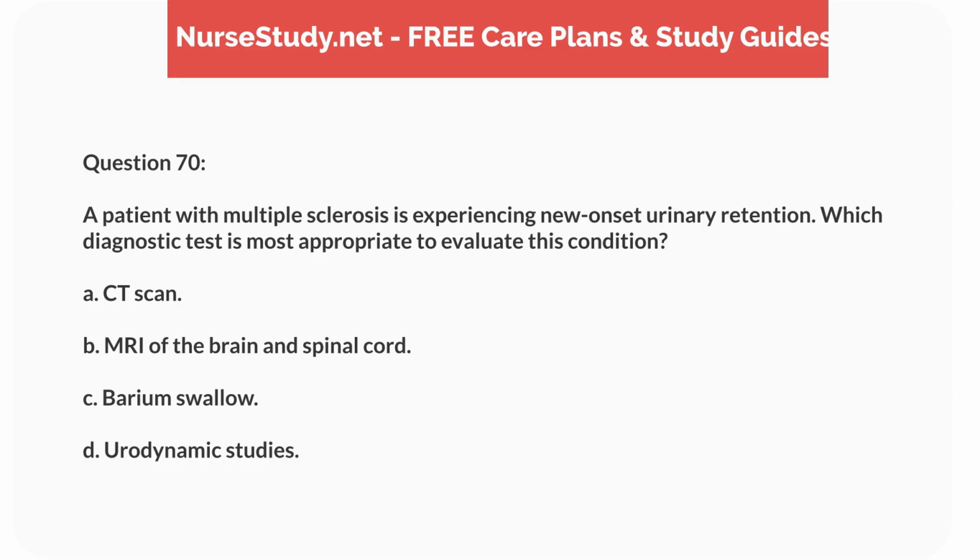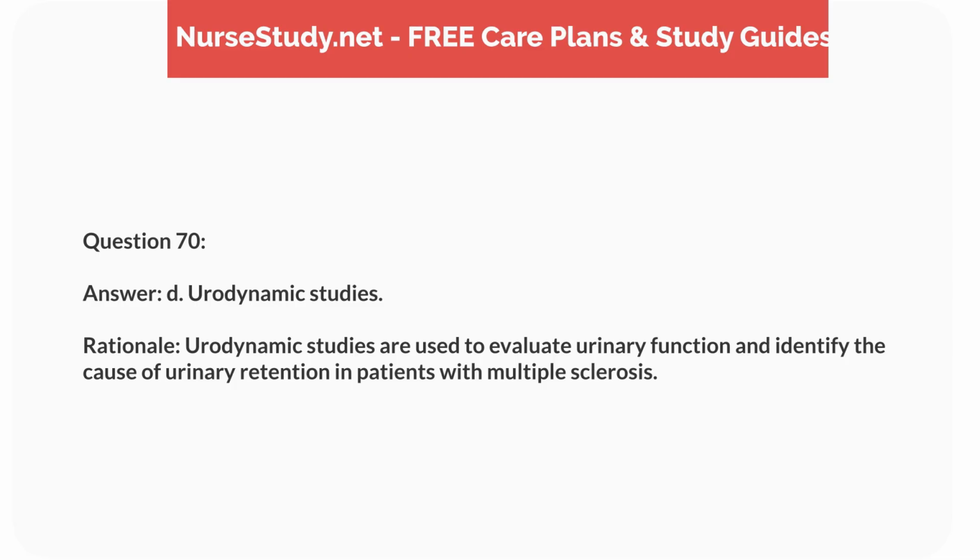Question 70. A patient with multiple sclerosis is experiencing new-onset urinary retention. Which diagnostic test is most appropriate to evaluate this condition? A. CT scan. B. MRI of the brain and spinal cord. C. Barium swallow. D. Urodynamic studies. Answer: D. Urodynamic studies. Rationale: urodynamic studies are used to evaluate urinary function and identify the cause of urinary retention in patients with multiple sclerosis.